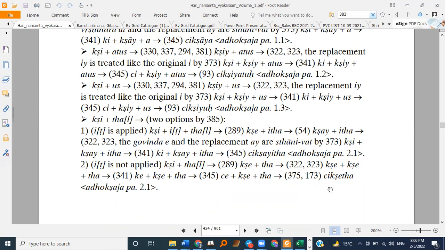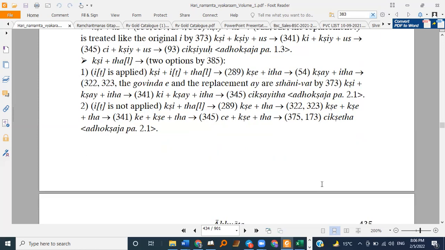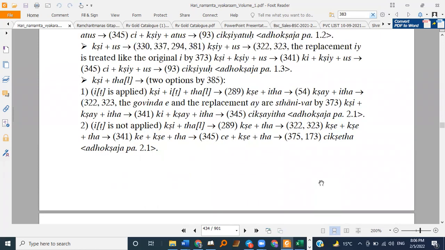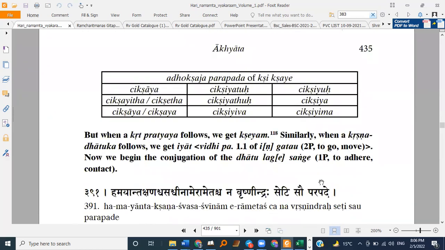And when it is not applied, then Chikshayita, because Govinda will be done anyhow. Thal is not Kapila. So Kshi, Govinda is done, then Dirvachanam, Kavarga Narasya Chavarga, Naravishnu Jananavadi, and then Narasya Vamanaha. So the Vamana for A Rama is E. A Aisthane E Rama, O Aisthane U Rama Vamana Syat. So we get Chikshayita. The same thing: Chikshaya, Chikshiyatuhu, Chikshiyuhu, ityadi.